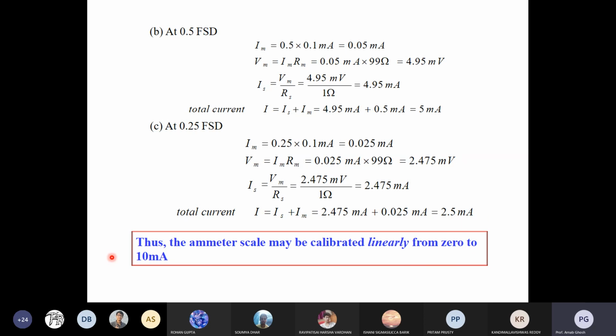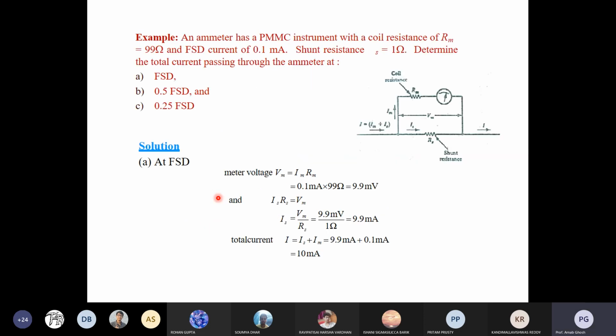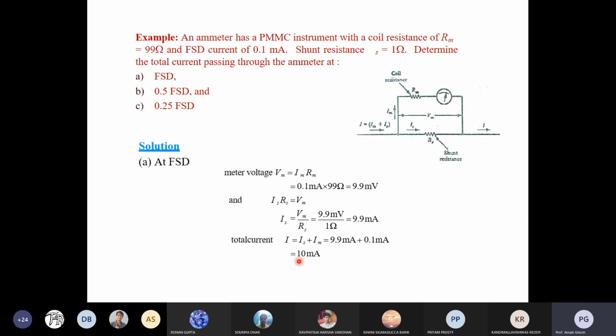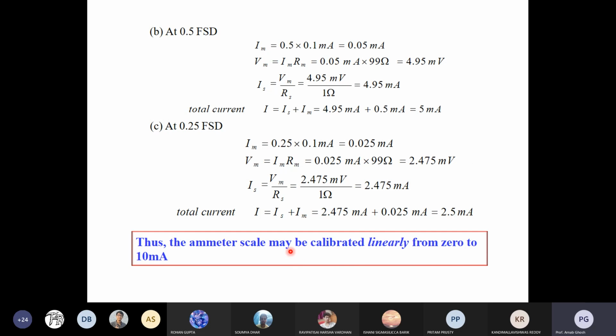So what is the important observation? Thus the ammeter scale may be calibrated linearly from 0 to 10 milliampere. Are you getting my point? Whatever your FSD has changed, the total current also changes linearly. That's why in a PMMC instrument you see that it's linearly distributed.